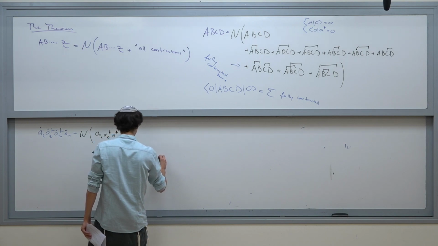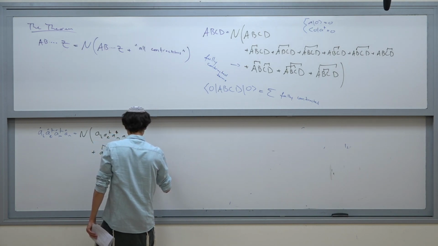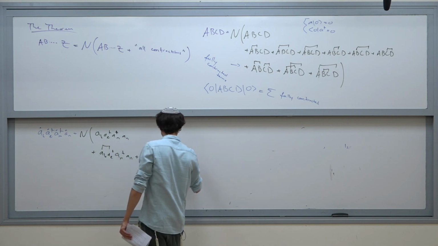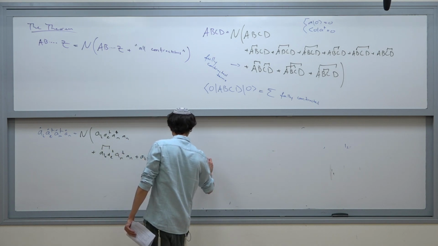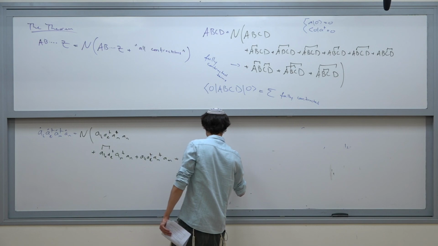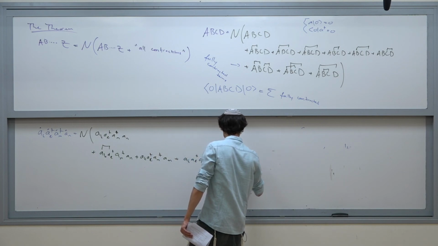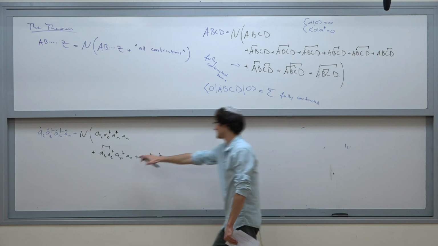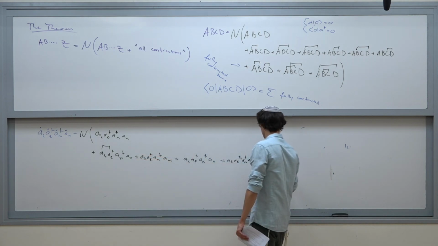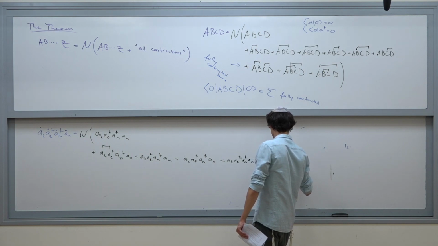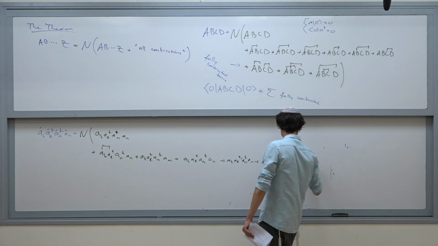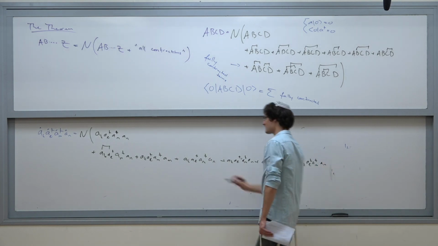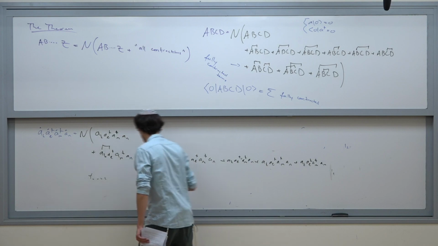A dagger, A_M dagger, A_L, A_N plus A_K, A_L dagger, A_M plus A_K, A_L dagger, A_M dagger, A_N. I'm getting there. And then there were the fully contracted terms down here, okay?